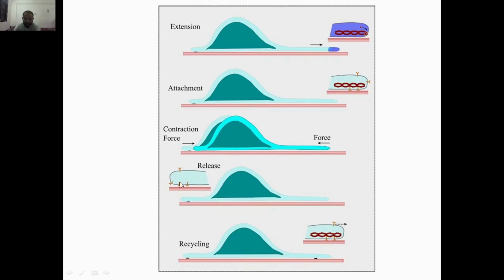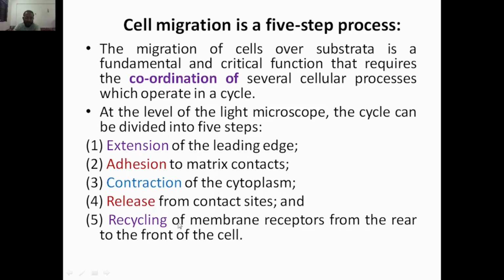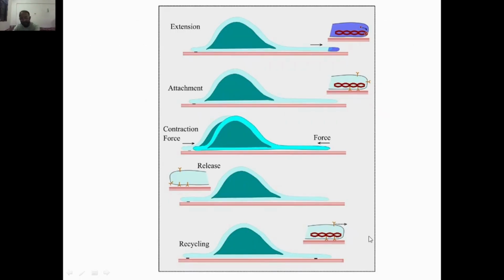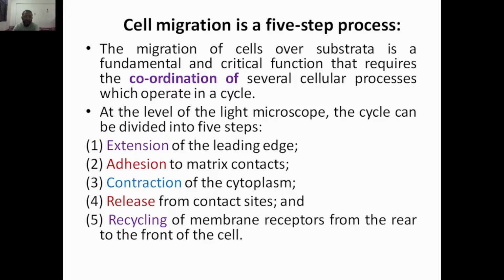The last two parts happen at a single time: the release of the contact sites and the recycling of the membrane receptors from the rear to the front of the cell. So that's how the cells are moved forward. Understanding? See, the receptor was here and now it is being moved. So that's how cell migration happens in 5 steps.